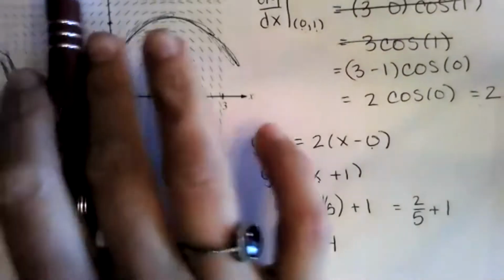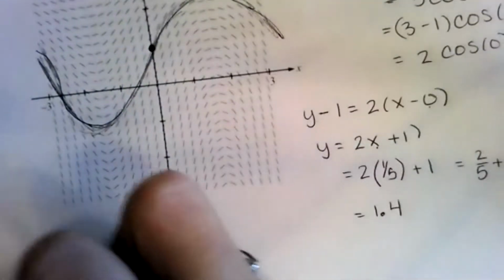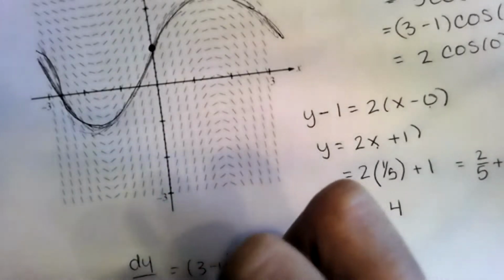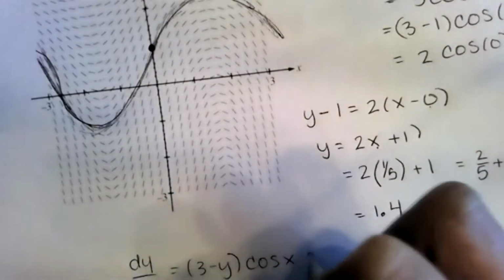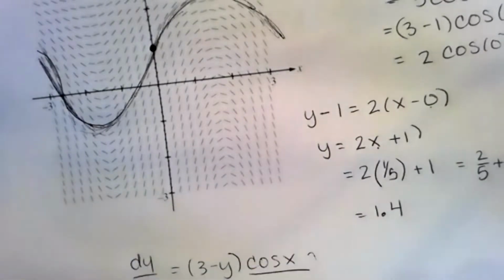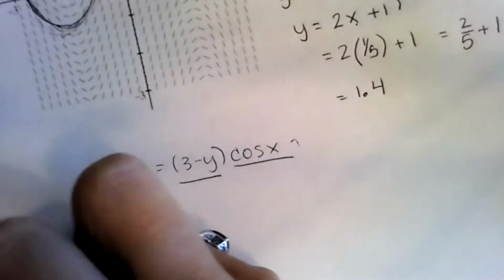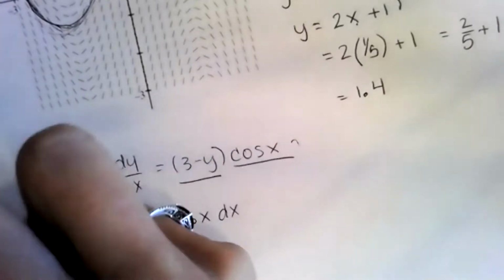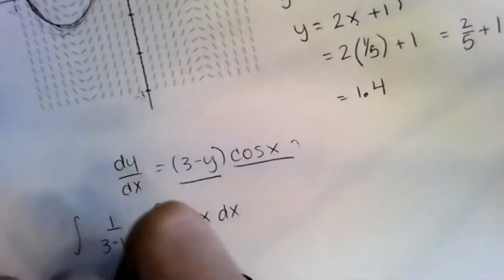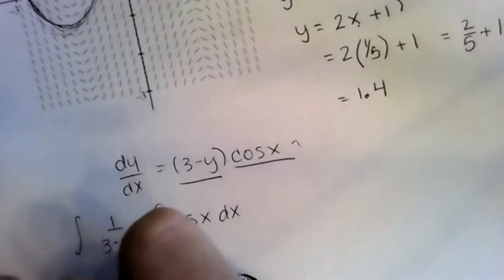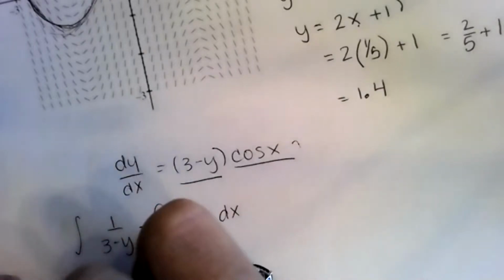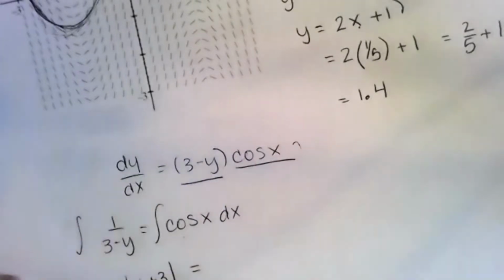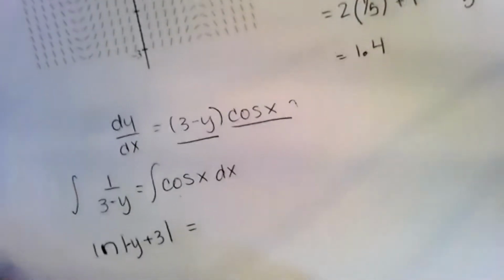And it says find the particular solution. So for part C, you're just going to take dy/dx equals (3 minus y) cosine x. We're going to get the x's on the right, the y's on the left. We're going to integrate. Antiderivative of cosine is negative sine.